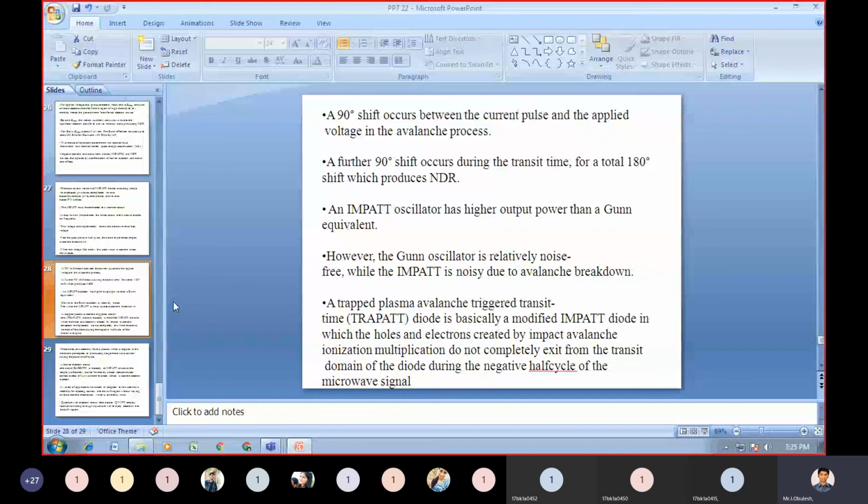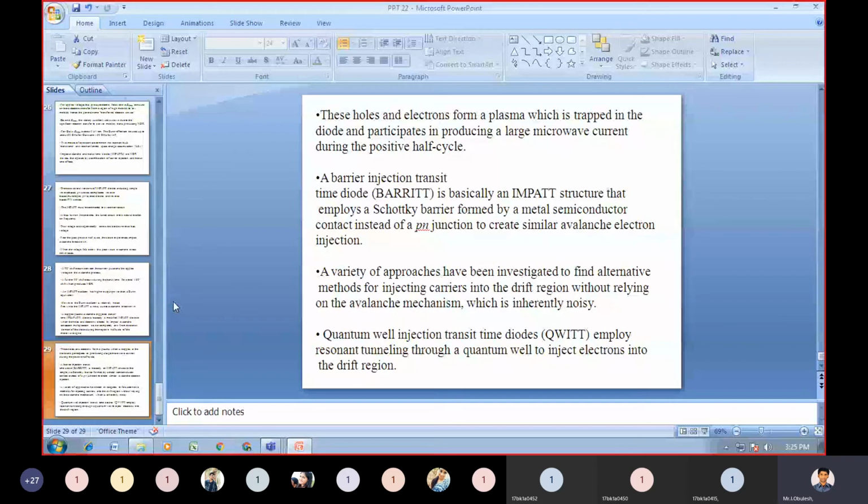These holes and electrons form a plasma which is trapped in the diode and participates in producing a large microwave current during the positive half cycle.